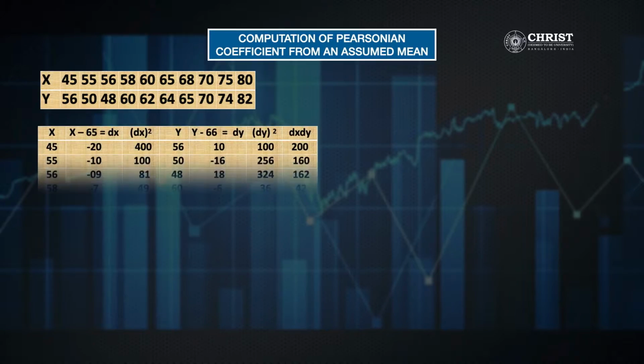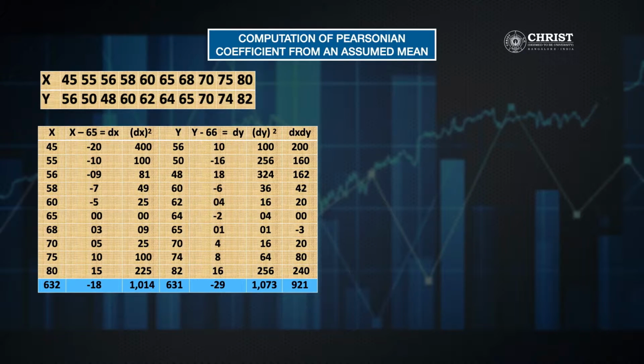Now the computation is explained, that is x values are there and deviations are denoted as dx. Minus signs are there and plus signs are there. Then you have to take the square of these values, that is 400, 100, 81, 49, 25, 0, 9, 25, 100, 225. Total is 1014. Similarly, y series is there. We have taken deviations from 66 and square of these values 100, 256, 324, 36, 16, 4, 1, 16, 64 and 256. Total you will get as 1073.